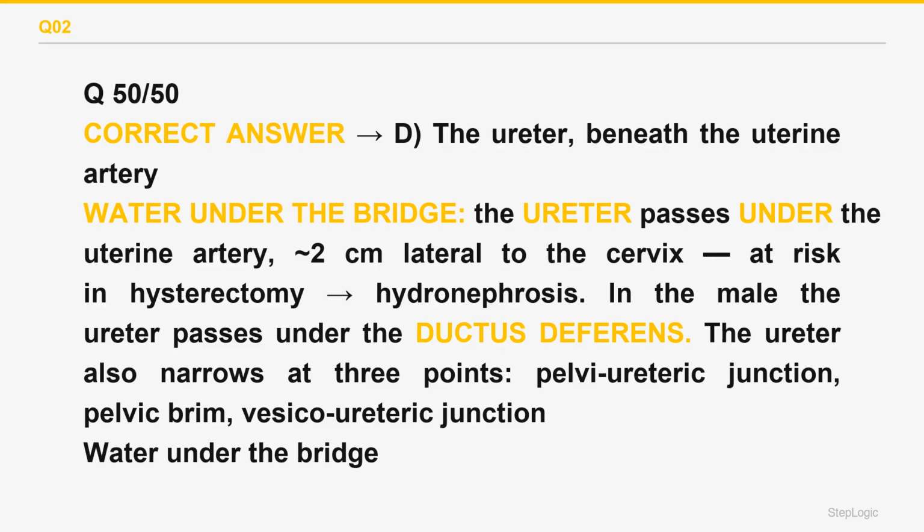D. The male equivalent is worth attaching, since the same relationship is examined from the other side. The ureter passes under the ductus deferens, and the three anatomic narrowings of the ureter, the pelvic-ureteric junction, the crossing of the pelvic rim, and the vesicoureteric junction, are exactly where stones lodge, which is why they appear in questions. Choices A, B, and C misstate relationships that would not produce ureteric obstruction. If you see hydronephrosis after pelvic surgery, think water under the bridge.